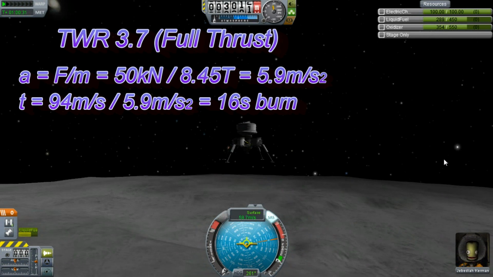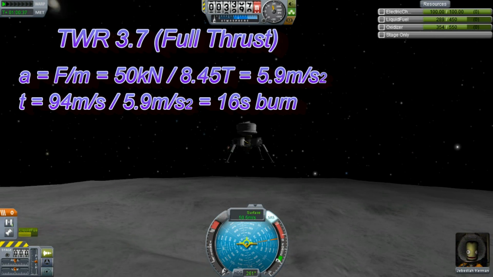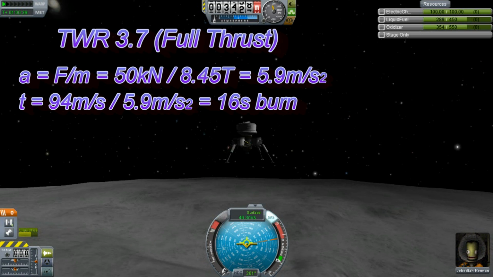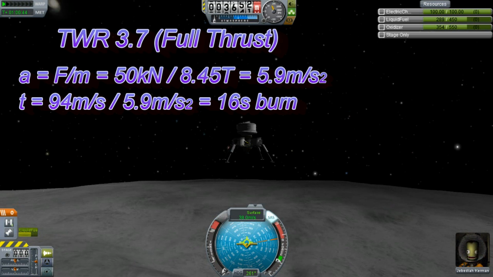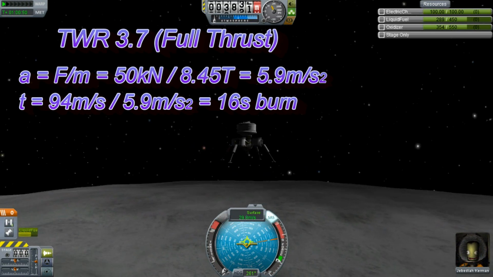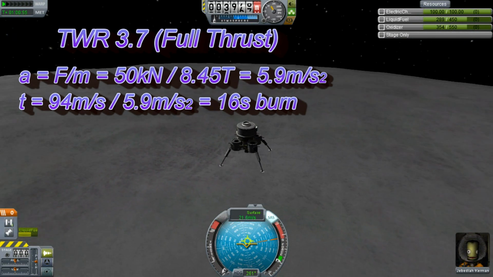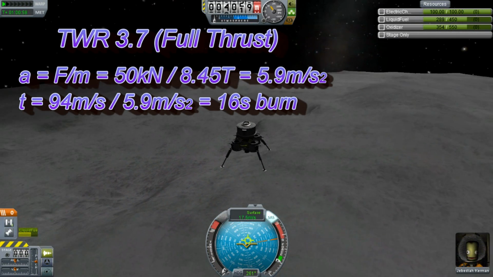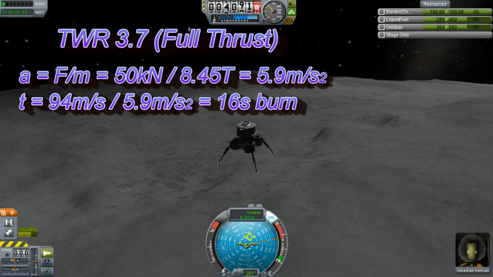So looking at the fuel, we've only used 97 meters per second. So compared to the 94, we've only lost about 3 meters per second to gravity, it would seem. Of course, we also have a slightly higher apoapsis on this. Looks like it's going to 41,119.